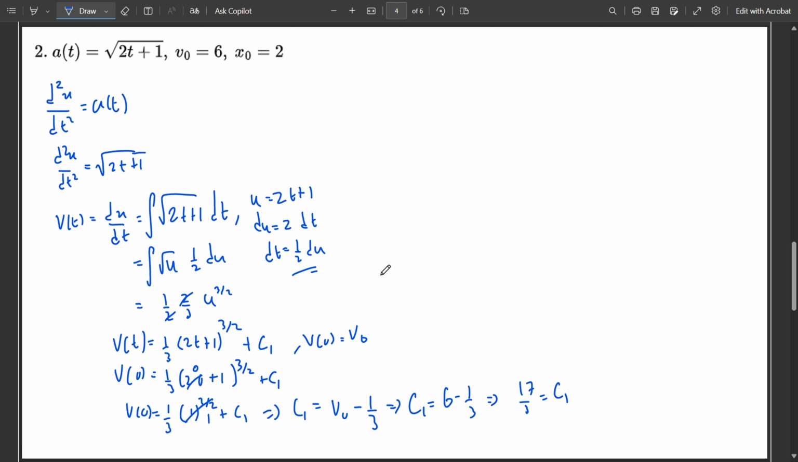So our v of t is 1 over 3 times (2t plus 1) to the power of 3 halves plus c1. c1, we know that it's 17 over 3. That's our constant. Wait, let me check if this is correct. Yep, 6 minus 1 over 3. Okay.